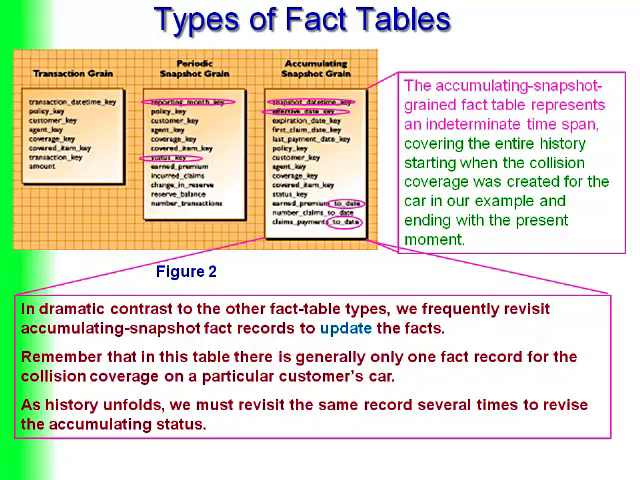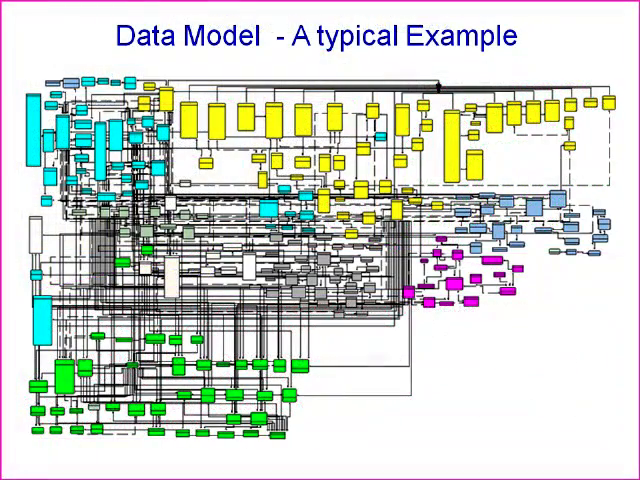That record gets updated. So, by using the date fields, claim payment to date, earned premium to date, and effective date, etc., we can capture the history. As history unfolds, we must revisit the same record several times to revise the accumulating status. This is a typical data model used widely in any organization or enterprise.